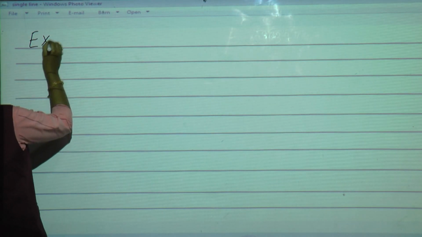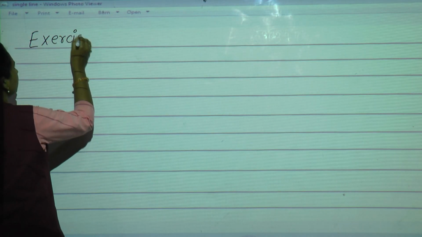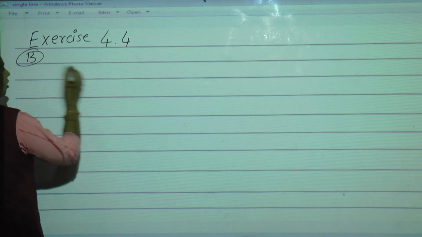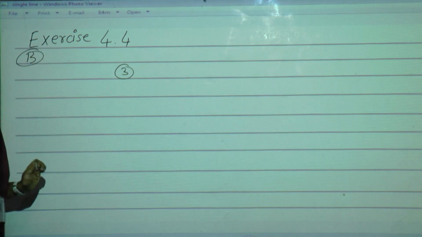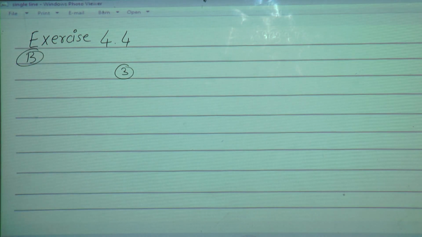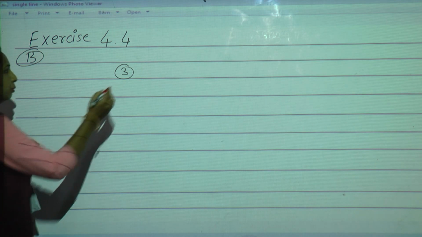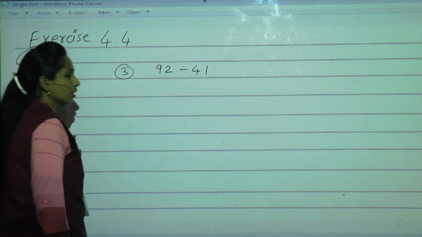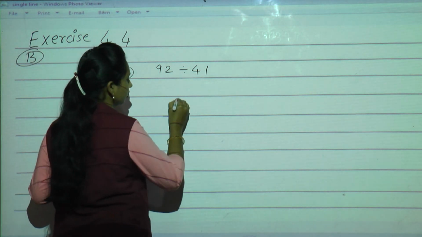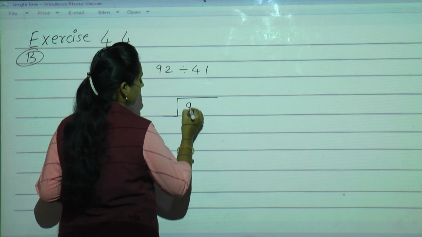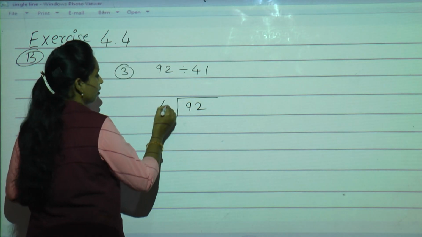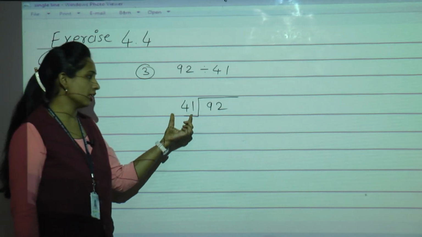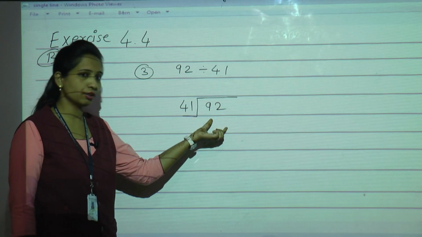Exercise 4.4, B question. Now I will solve the third one for you. What is the third question, students? Just have a look. 92 divided by 41, isn't it? Write this number in division form, 92 the dividend on the right side, 41 the divisor on the left side. Now see, 2 digit, go with 2 digit only.